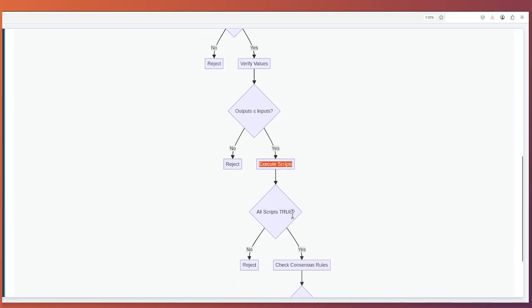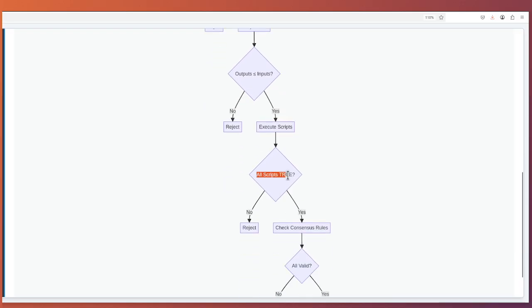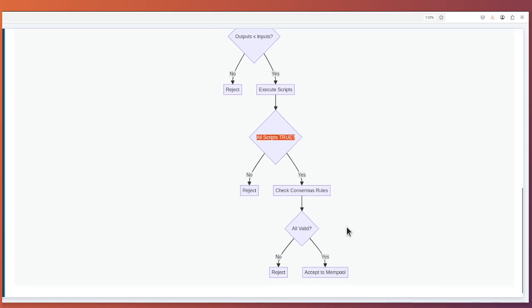For each input, the node executes both the ScriptSig and ScriptPubKey together on Bitcoin's stack-based virtual machine. For P2PKH inputs, this means pushing the signature and public key onto the stack, then executing the OP_DUP, OP_HASH160, hash comparison, and OP_CHECKSIG sequence. The OP_CHECKSIG operation is particularly intensive as it requires ECDSA signature verification, which involves elliptic curve point multiplication. If any script fails or leaves anything other than true on the stack, the entire transaction is invalid.